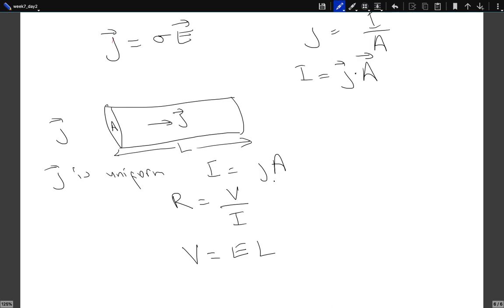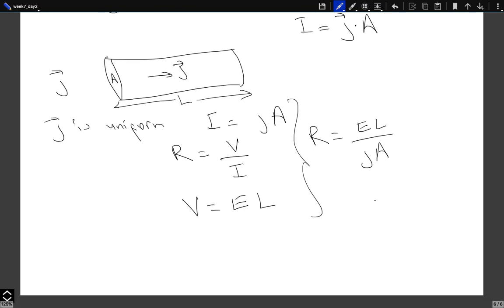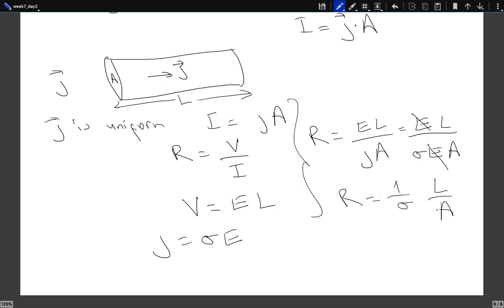So now we can write down the resistance of the system. The potential difference is E times L, and the current is the current density times A. But Ohm's law states that J is sigma times E. So the electric field times the length, divided by sigma times the electric field times the area. These cancel, so the resistance is 1 over sigma, L over A. This is another way of deriving the resistance of the material. From Ohm's law, this leads to this definition of the resistance.